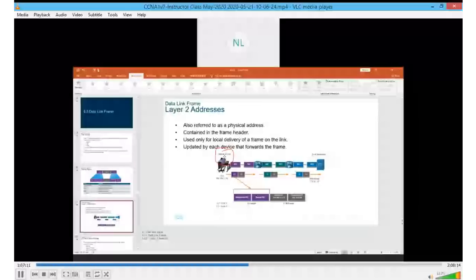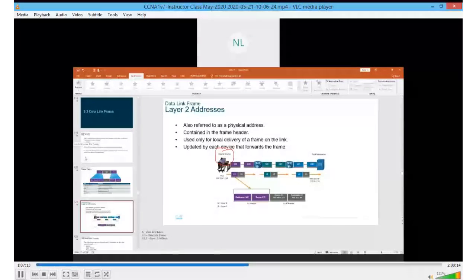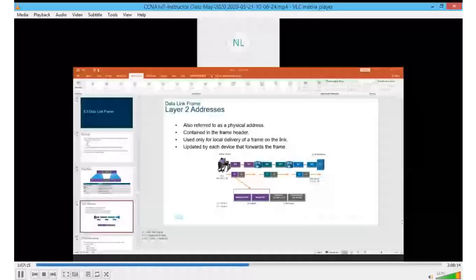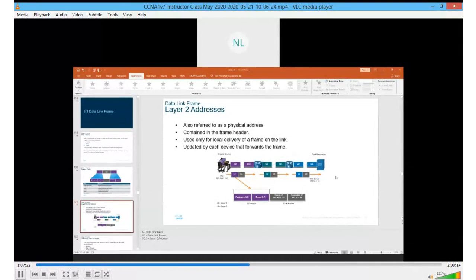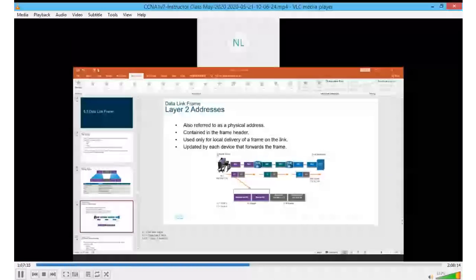Okay, so let's exemplify that. Here we have this person sitting on the computer, the original source. We have the destination, maybe the server. This person is typing www.facebook.com or www.cisco.com. Typing www, he is in the application layer, and then it's going to transition from application to network, and then down to the data link layer.